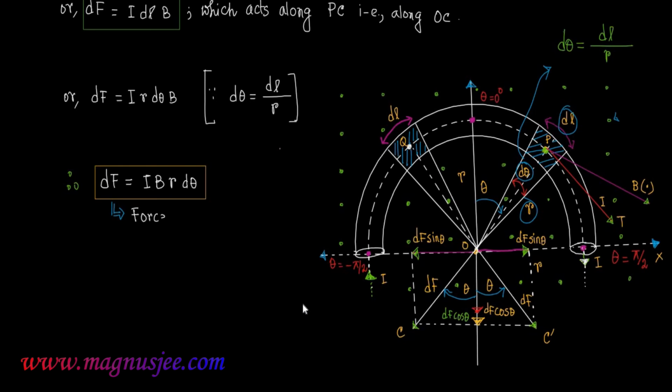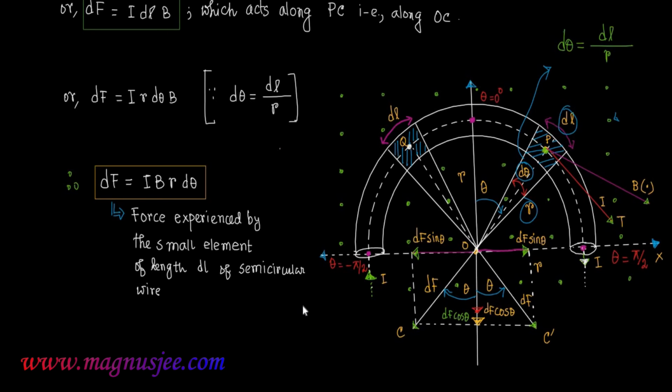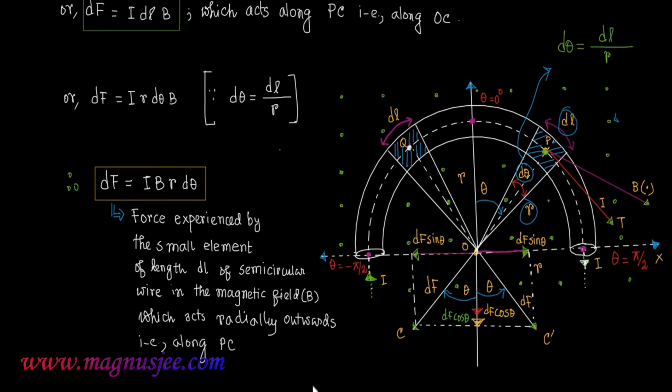dF is equal to I B r d theta, which is the force experienced by the small element of length dl at the point P on the semicircular wire carrying a current I placed in the transverse magnetic field B. This is the force experienced by the small element of length dl of the semicircular wire in the transverse magnetic field B, and this force dF acts radially outwards, that is along the direction PC or along the direction OC.